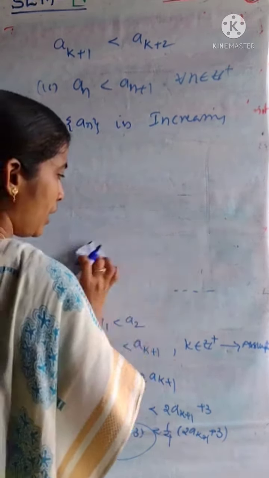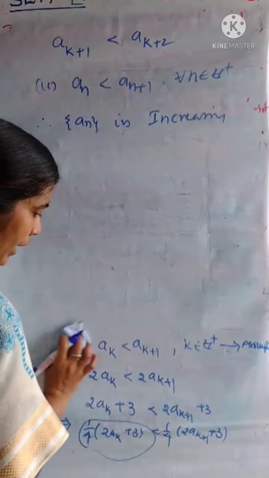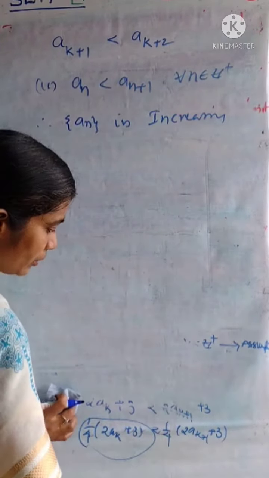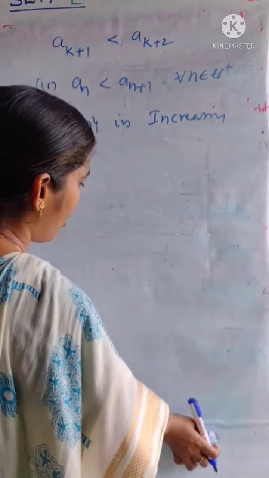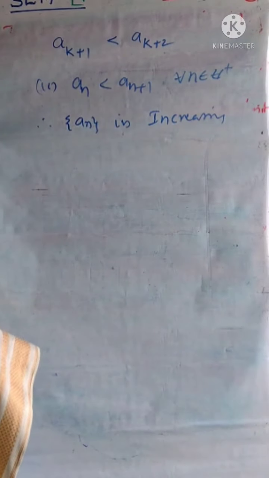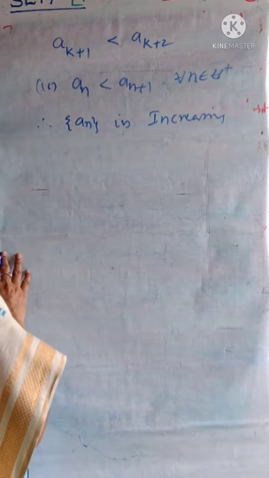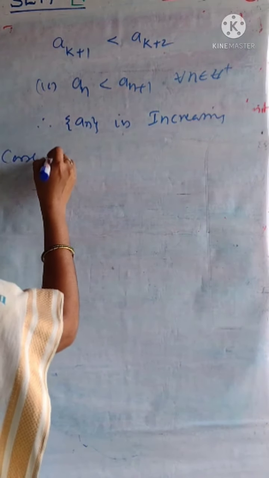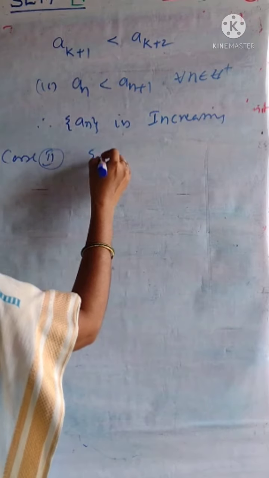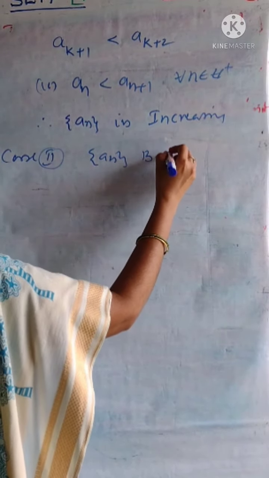When we say that an increasing sequence is bounded, obviously, by birth property, an increasing sequence is bounded below. And we want to prove that it is bounded above. Coming to case 2, we want to prove that the sequence is bounded above.